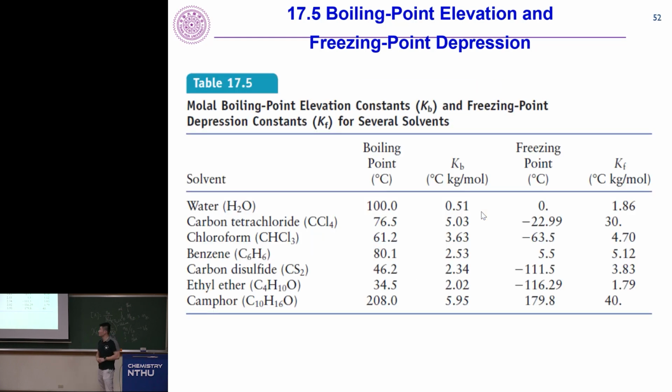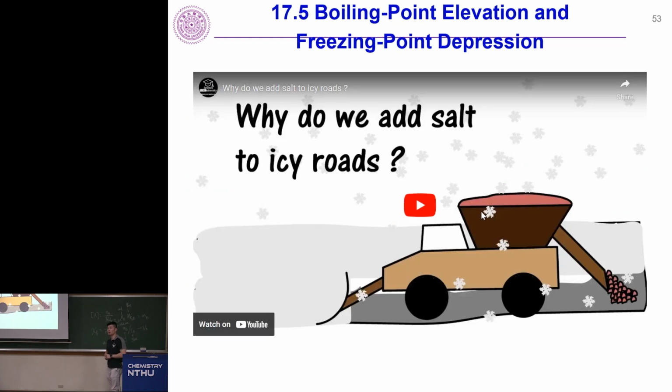And here are just some examples of the Kb's and Kf's, which we'll see some examples of later, right? So water has a small Kb and a small Kf. Carbon tetrachloride has a kind of moderate Kb and a large Kf. Okay. All right. So we are actually going to watch a video to understand why. What's the reason for this?